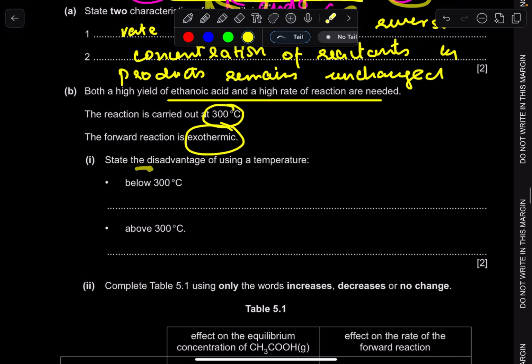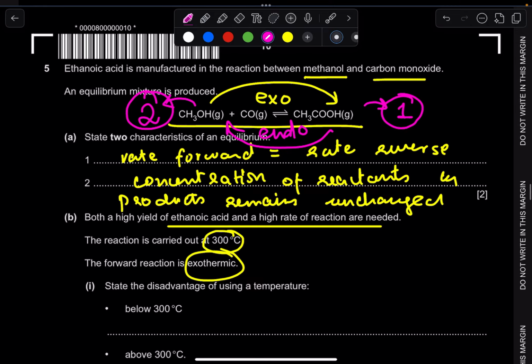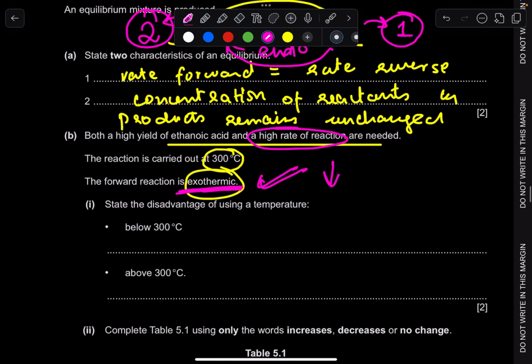These things are important. State the disadvantage of using a temperature below 300. We're using a very high temperature, though this is an exothermic reaction. So you might think that using a high temperature would decrease the yield, but we need a faster rate as well. Over here they've mentioned that the rate needs to be faster. So if we use below 300, the rate is going to be slower. The rate is going to be, don't write going to be, right?